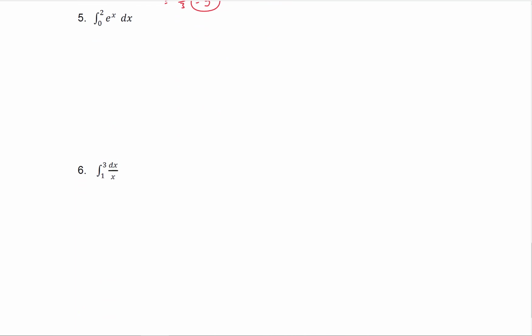All right, let's look at example 5. The integral from 0 to 2 of e to the x dx. The first thing we want to do is find our general antiderivative. The antiderivative of e to the x is e to the x. And we're going to evaluate that from 0 to 2. So e to the 2nd power minus e to the 0. Well, e to the 2nd power we can't do anything with. E to the 0, however, we know is 1. So this just equals e to the 2nd power minus 1. And we're done.